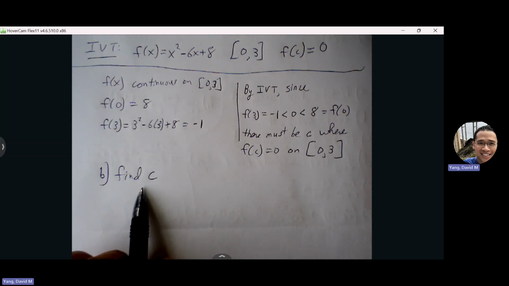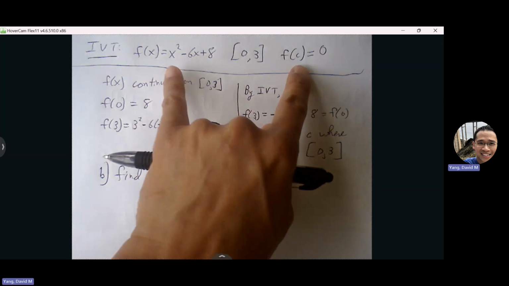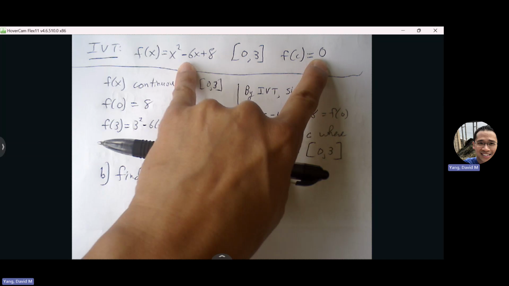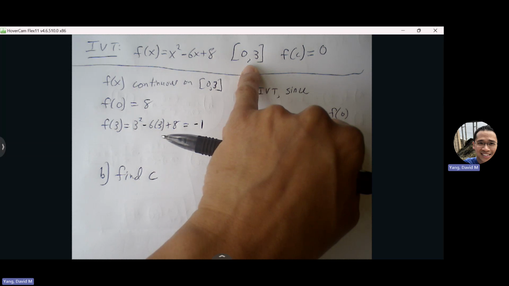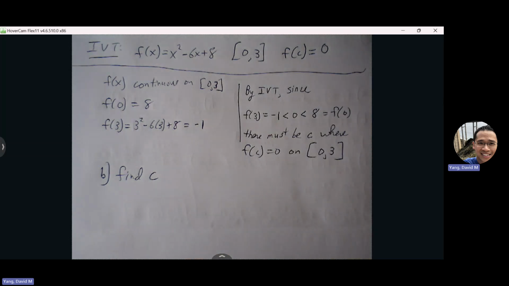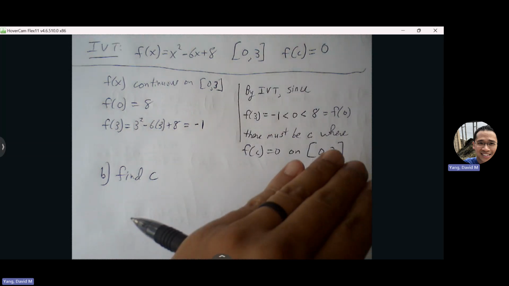All right, how do we do part B? How do we find C? Good. We just set that equal to 0 and solve for x. And what do we want when we solve for x? Something between 0 and 3. If something is outside of 0 and 3, you have to remove it.